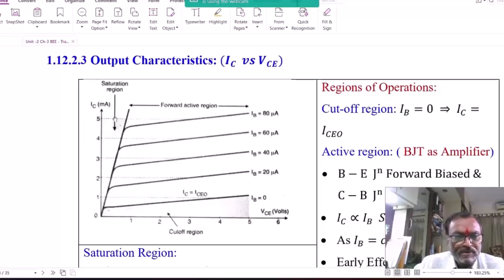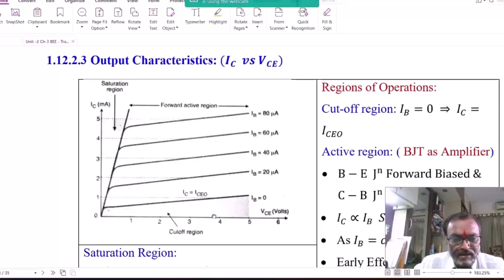Therefore, this region is called the saturation region. Whereas the region in which IC is proportional to the value of IB, here shown by this area, is called the forward active region. So there are three regions shown on the characteristic: cutoff region, saturation region and forward active region. This forward active region is also called the linear region for BJT.